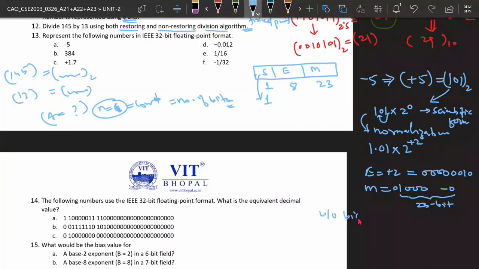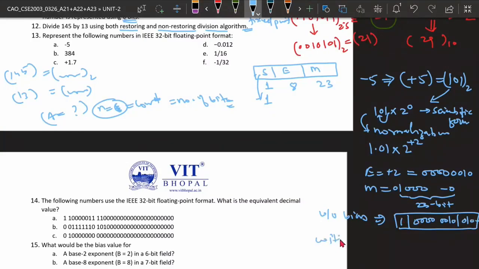So without bias, the representation will be: sign bit will be 1. The exponent will be all these 0, 0, 0, 0, then 0, 0, 1, 0, 1, 1, 0, and then the Mantissa will be 0, 1, all zeros, 23 bits. This will be without bias.